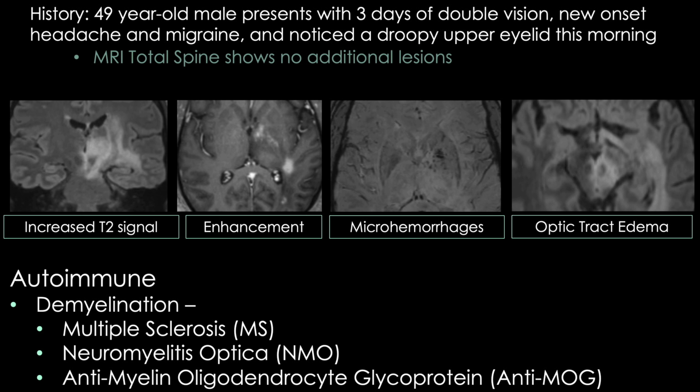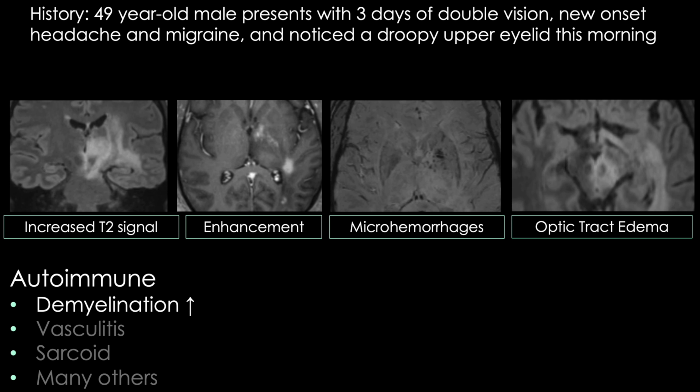Of note, spine imaging was performed to look for other sites of involvement, but the study returned normal, which does not exclude demyelinating disease but may have helped further refine our differential. But what was interesting is that an eye exam was performed, and the patient was found to have evidence of uveitis on the left. So we're giving demyelination a thumbs up.